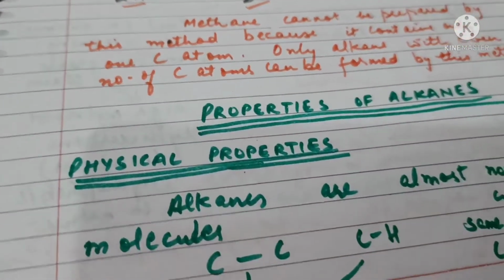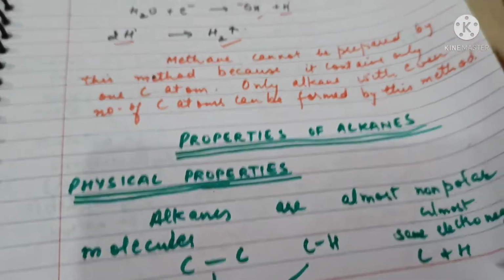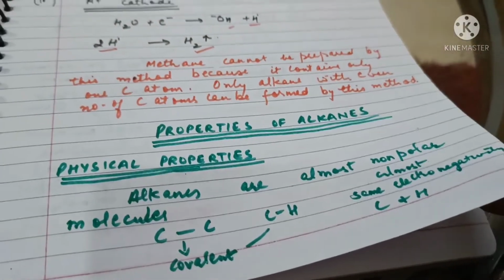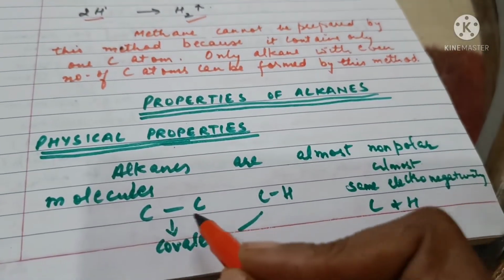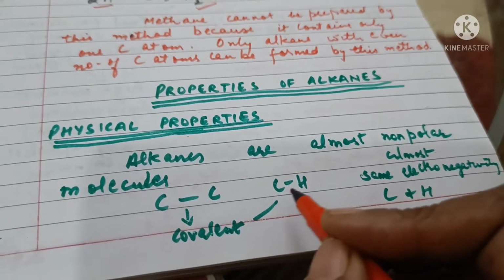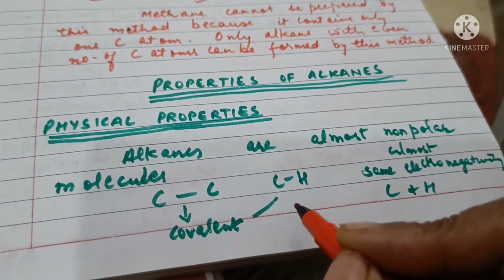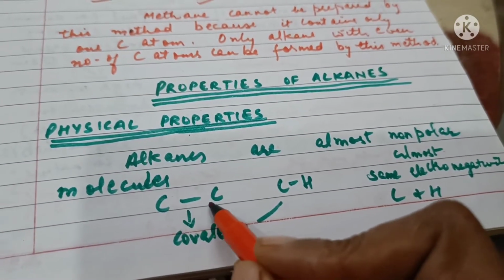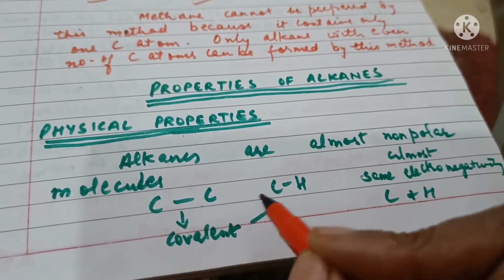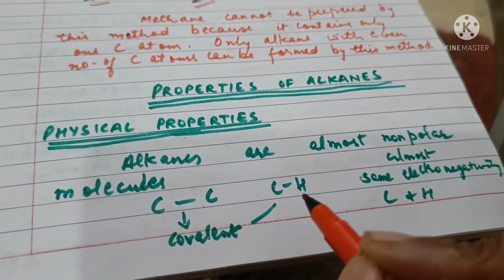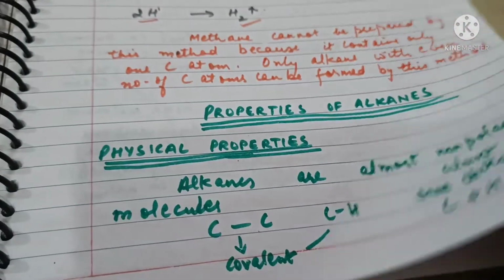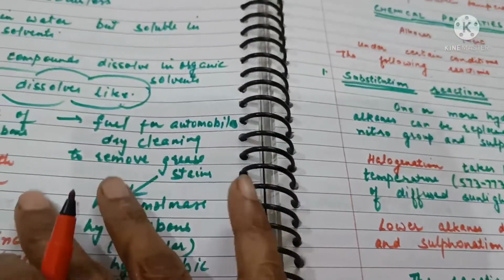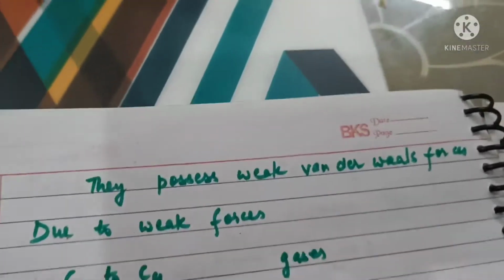Properties of alkanes. First is physical properties. Alkanes are almost non-polar compounds because the bond between the carbon atoms, or carbon and hydrogen atom, is covalent. The electrons are shared equally, so it is non-polar in nature. Carbon and hydrogen have the same electronegativity, so electrons are shared equally.